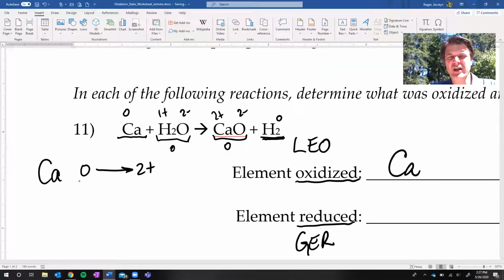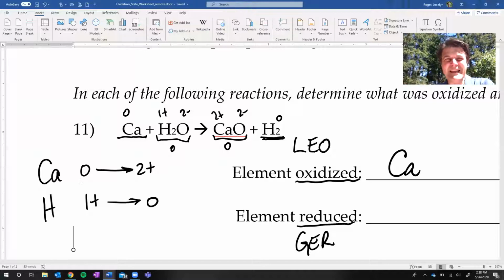The oxygen doesn't change. The oxygen was a 2 minus and it still is a 2 minus, so nothing's happening with the oxygen element here. The hydrogen goes from 1 plus to 0, so the hydrogen started at 1 plus and ended up at 0. So in order to go from a 1 plus charge to neutral, right, to 0, it has to gain an electron. So the element that's being reduced is hydrogen.